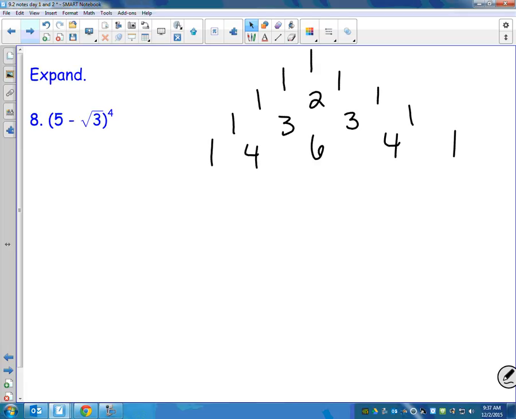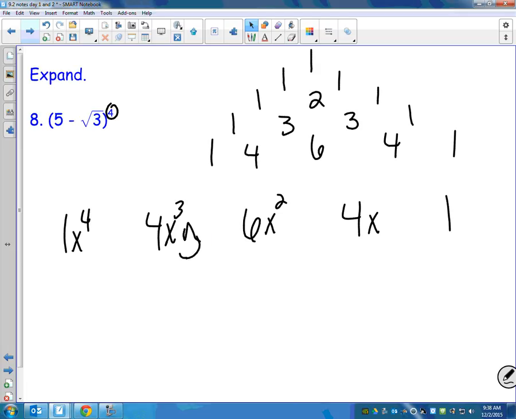Right? So, 1, 4, 6, 4, 1. And the pattern is the X starts with whatever n is and goes down. So the last one has no X's. And the Y is the opposite. So the Y starts with no Y and works its way up. Y squared, Y cubed, and Y fourth. And remember, you can check that the degree of those should always add up to n. So each one of those adds up to 4. So that's how you do it.